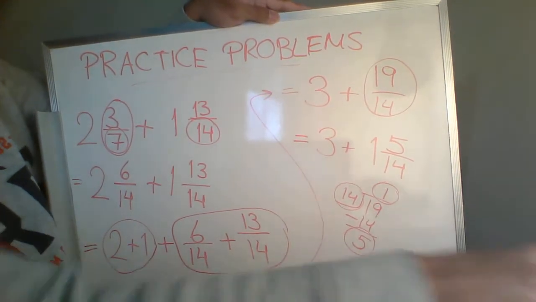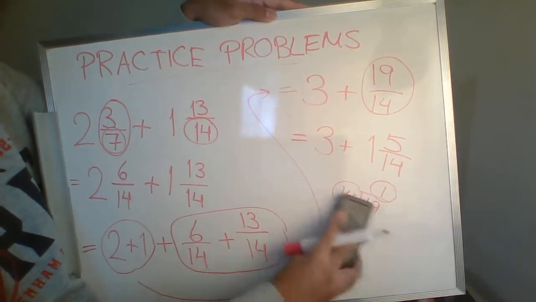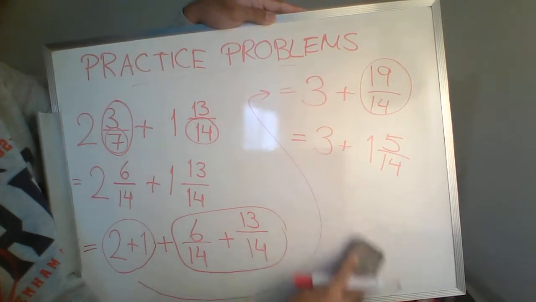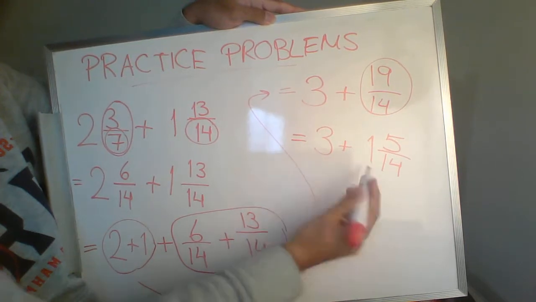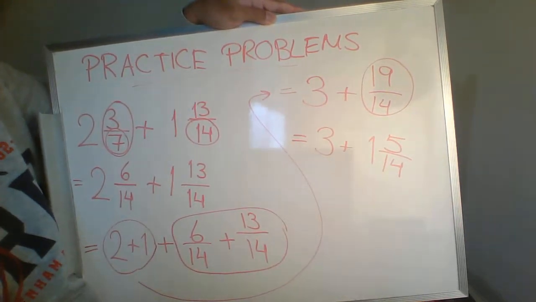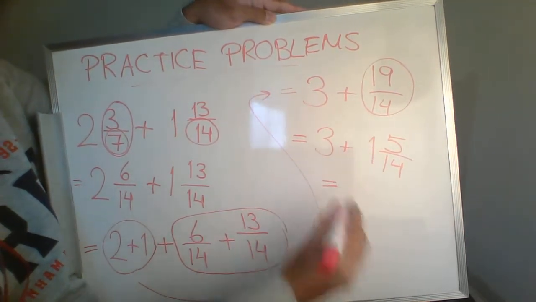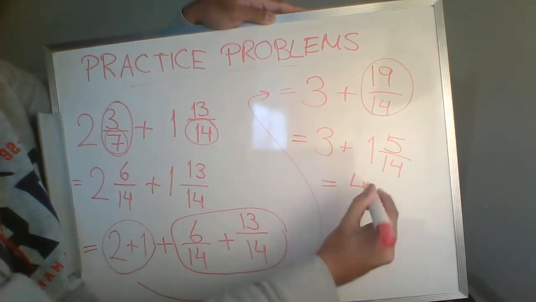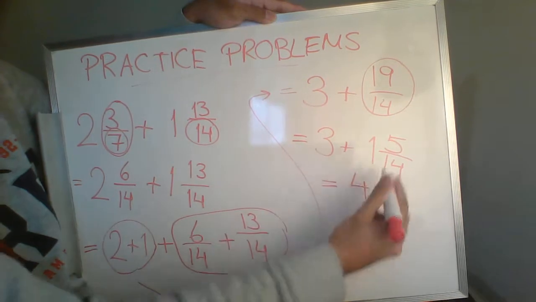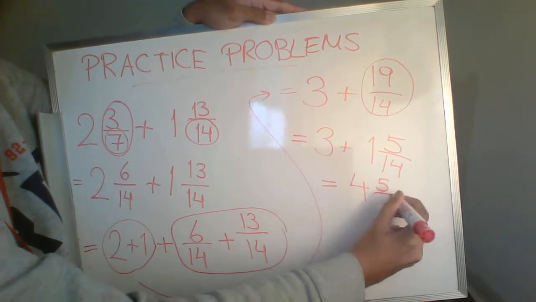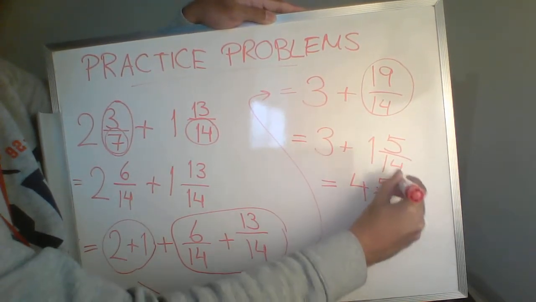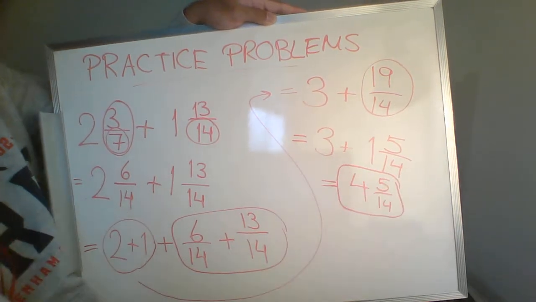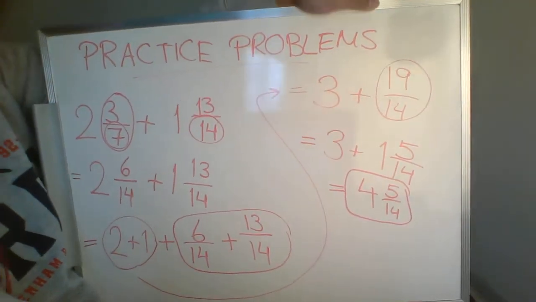So now we're just one step away from the final answer, which is to combine our 3 over here with that mixed fraction over there. So to do that, we're just going to add the whole numbers again. We've got 3 plus 1 is 4, and then we've got 5/14 left over. And that would be your answer to this addition problem.